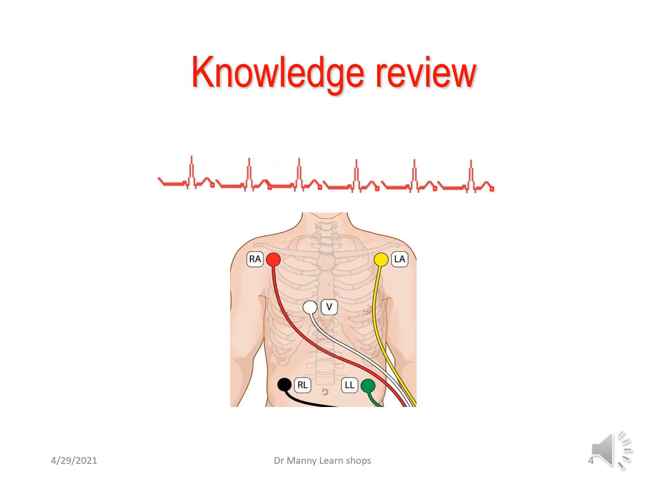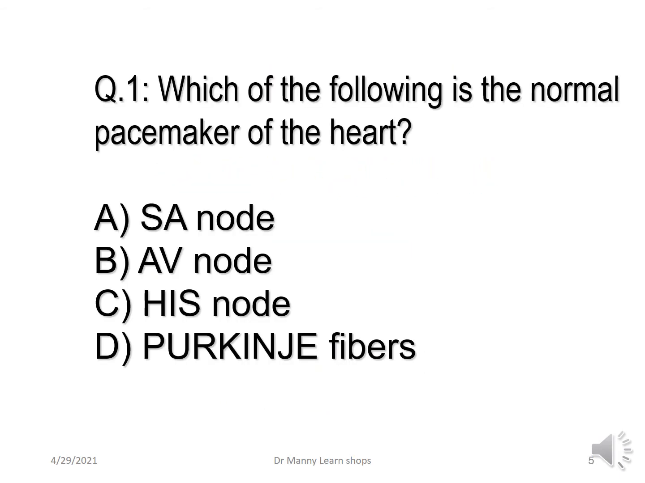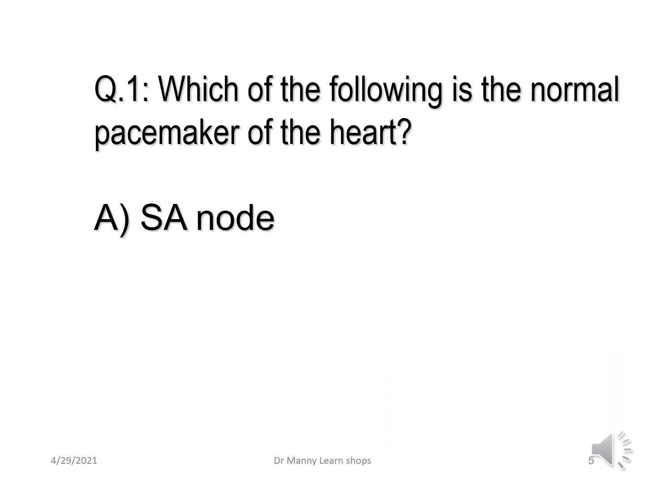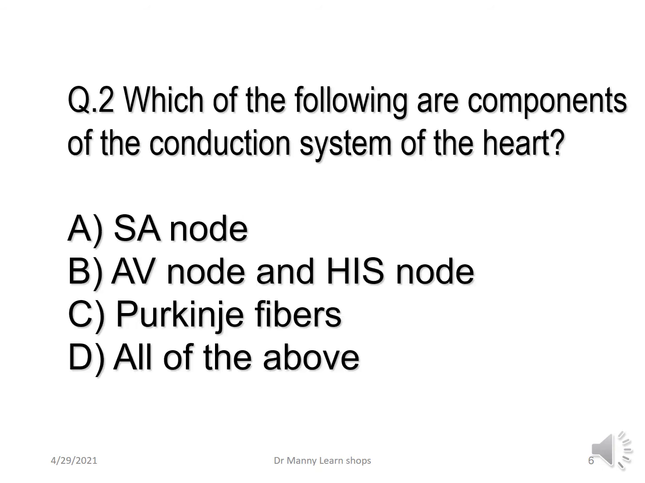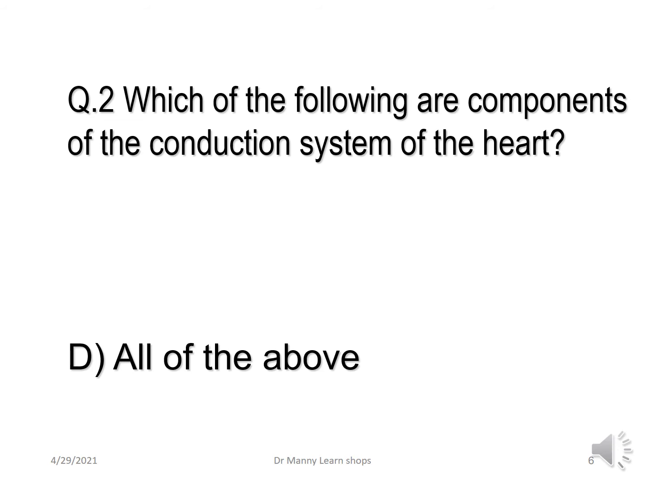So what do you know? Let's see. Which of the following is the normal pacemaker of the heart? A, B, C, or D? The correct answer is A, the sinoatrial node. Which of the following are all components of the conduction system of the heart? A, B, C, or D? The correct answer is all. All of them are components.